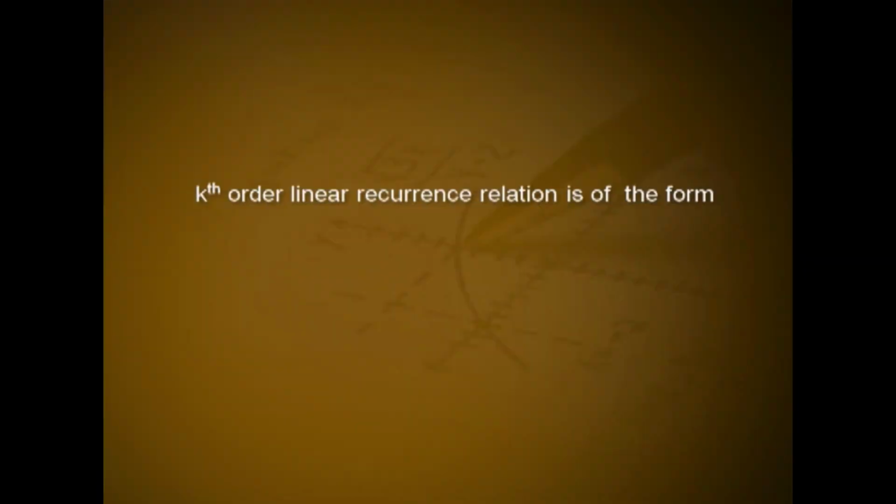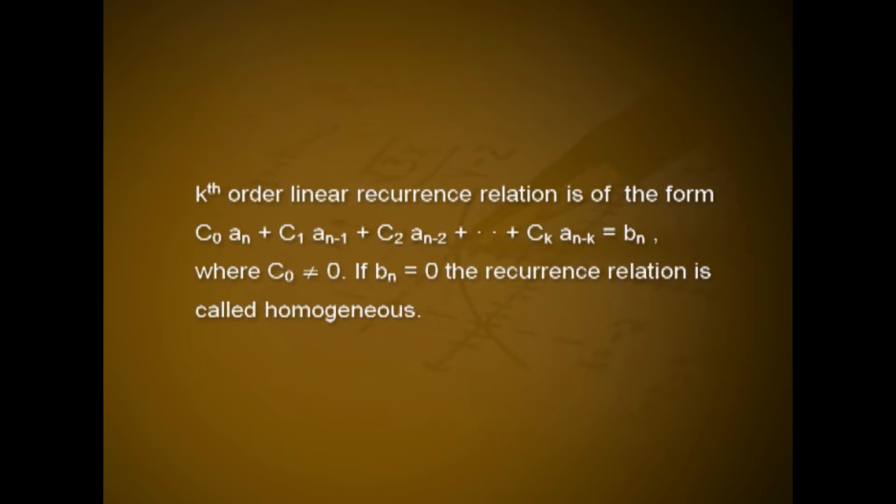Definition 6. A kth order linear recurrence relation is of the form c_0 a_n + c_1 a_{n-1} + c_2 a_{n-2} + etc. + c_k a_{n-k} = b_n, where c_0 is not equal to 0. If b_n is equal to 0, the recurrence relation is called homogeneous. Otherwise, it is called non-homogeneous.